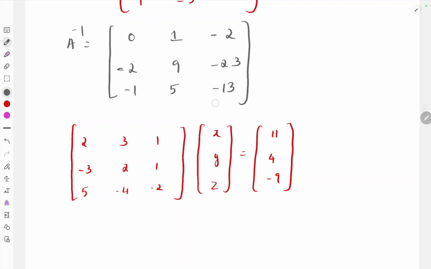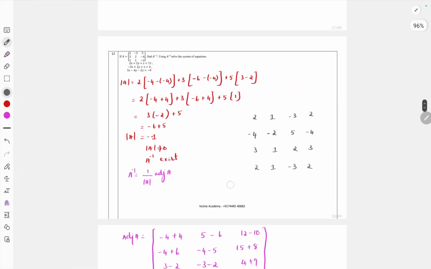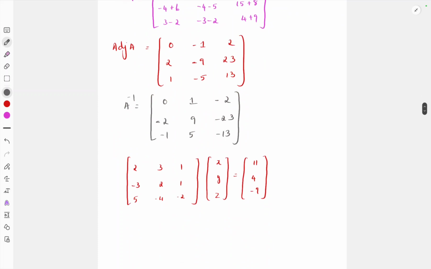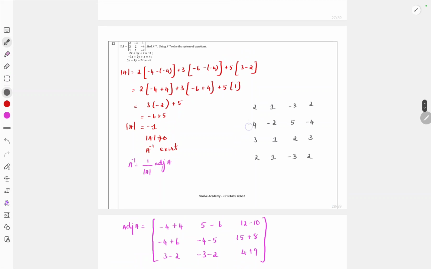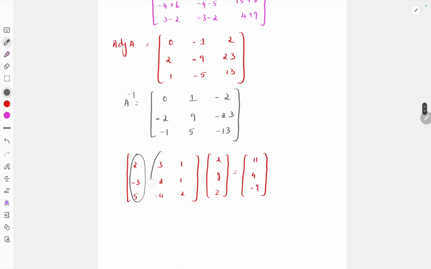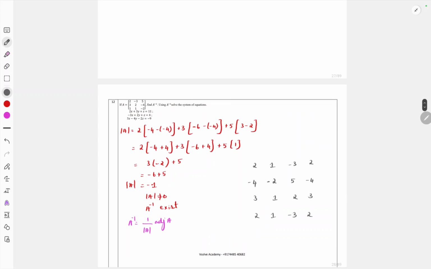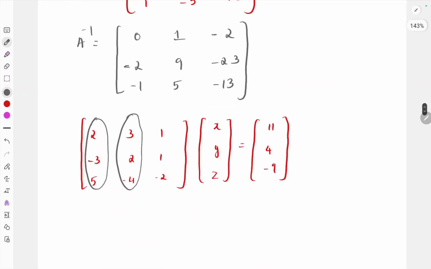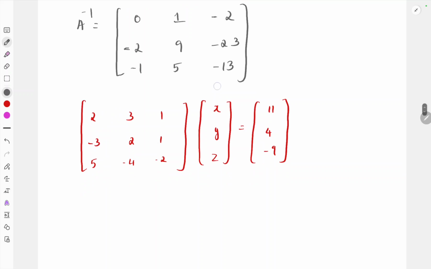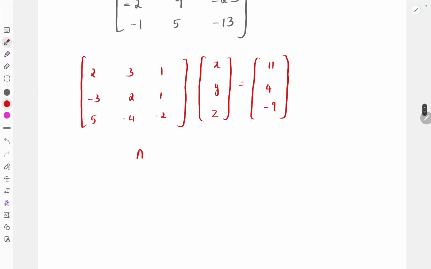After seeing this, the 2, minus 3, 5 is the first row of matrix A, which is in the first column, and the second row 3, 2, minus 4 of matrix A is in the second column. This is nothing but A transpose. So A transpose into matrix X equal to B, like this we have now. Which means X will be equal to the inverse of A transpose into B.